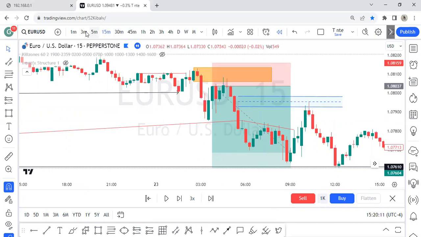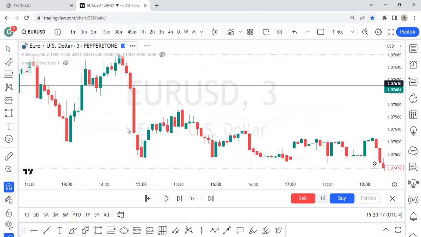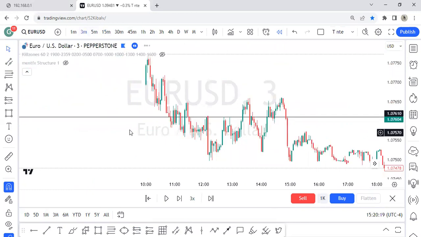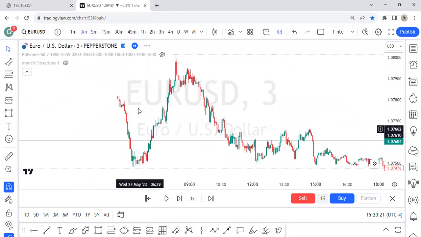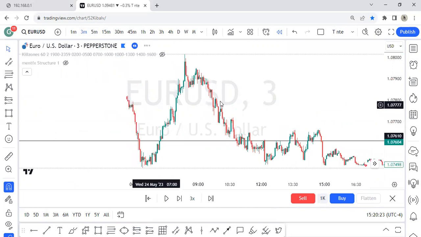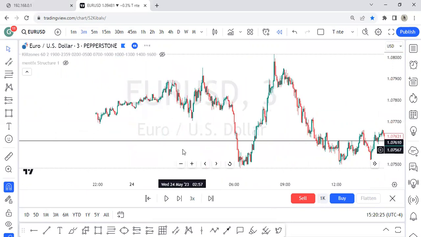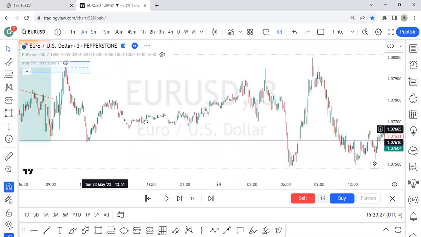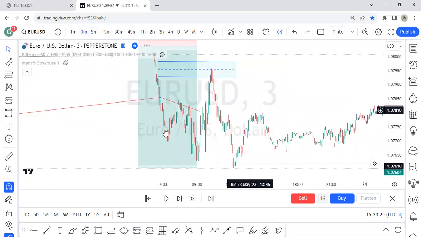Let's go to the 2 minutes time frame and see if there was actually an entry. Let's go to the 3 minutes and see if there was any entry inside that imbalance region. Let's see if there was any entry inside that 3 minutes area. All right, let's look carefully. There was an entry there. So let's see, there's an entry inside that imbalance.